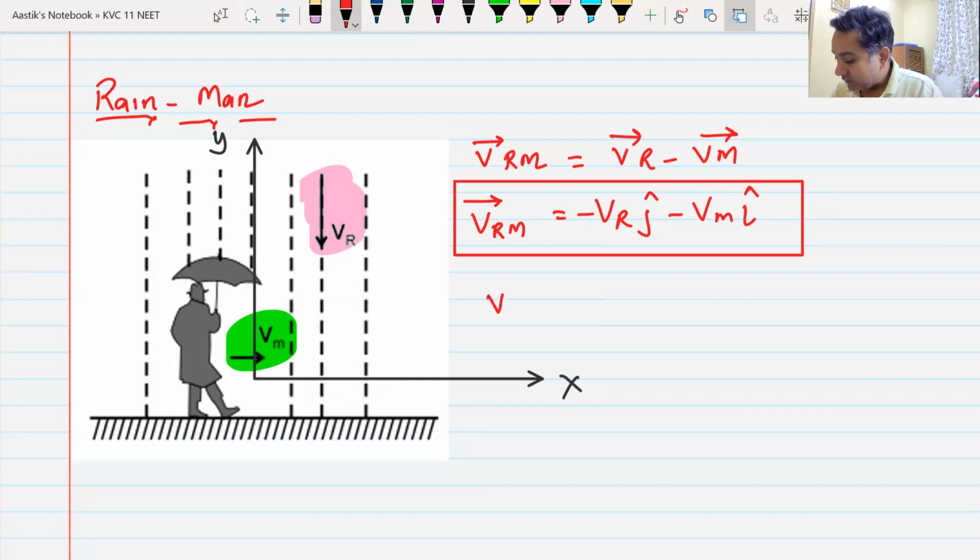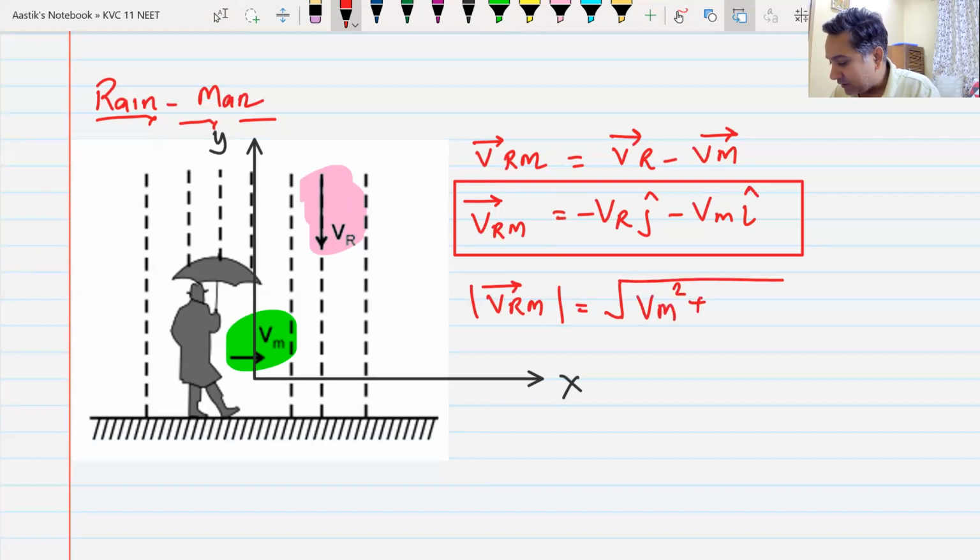Okay. Now, if someone asks you to find out the magnitude of velocity of rain with respect to man, it is simply a square plus b square minus 2ab cos theta. So simply you will get under root of vm square plus vr square. Yes or no?